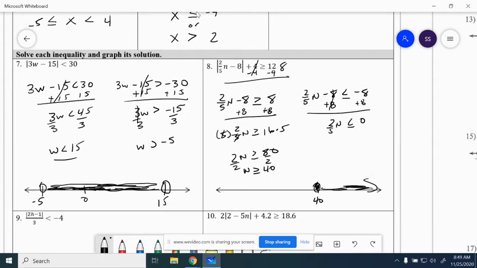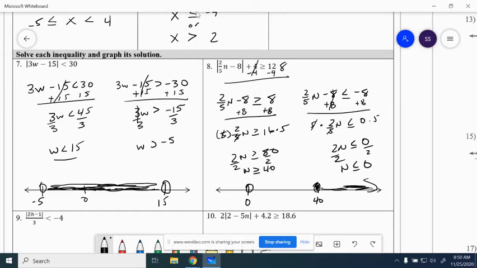2/5 n times 0. Let's go ahead and do the same thing. Multiply by 5. You're left with 2n is less than or equal to 0. Divide by 2. You're left with n is less than or equal to 0. So let's put that here.